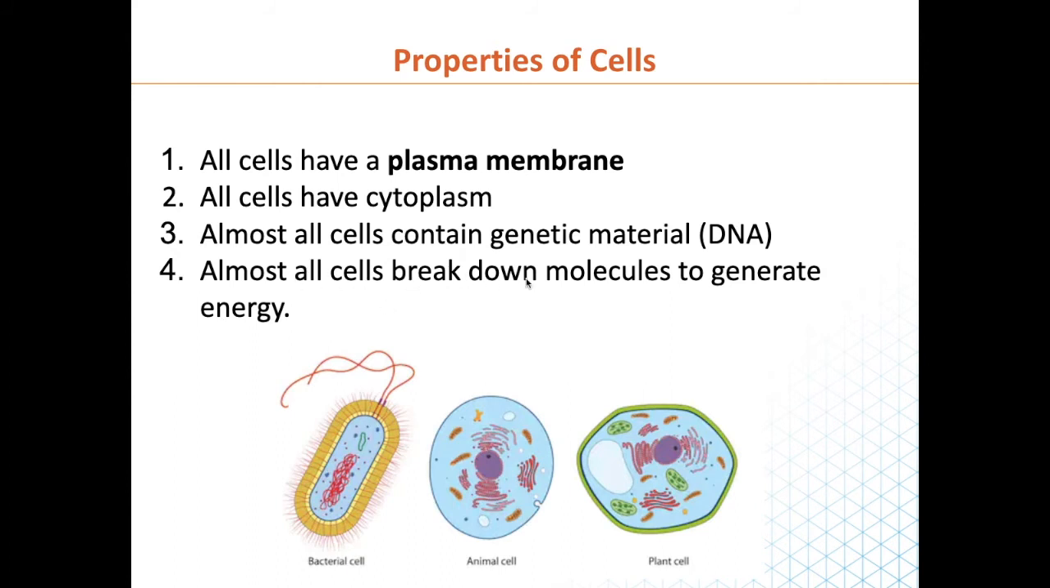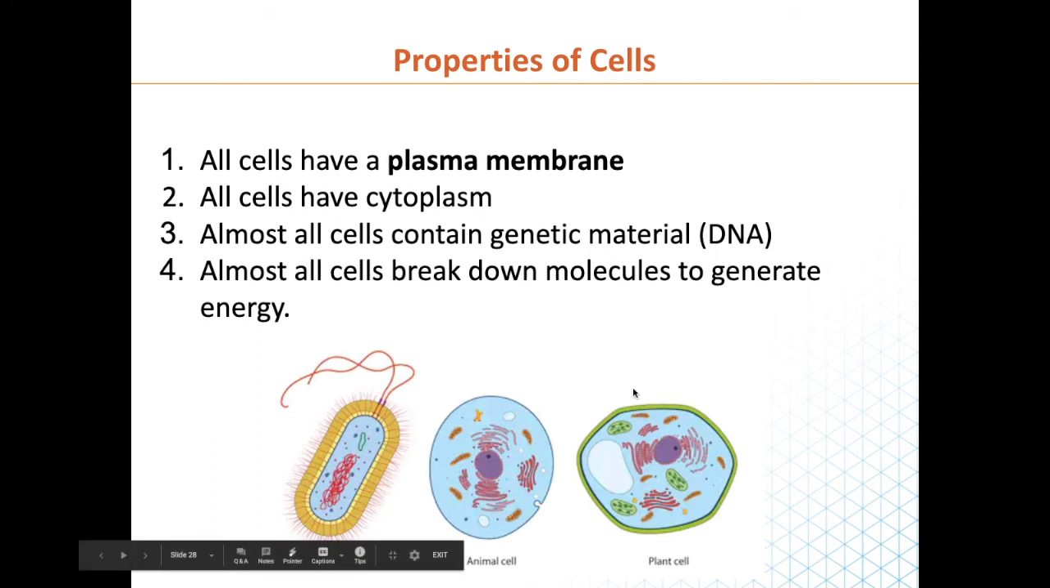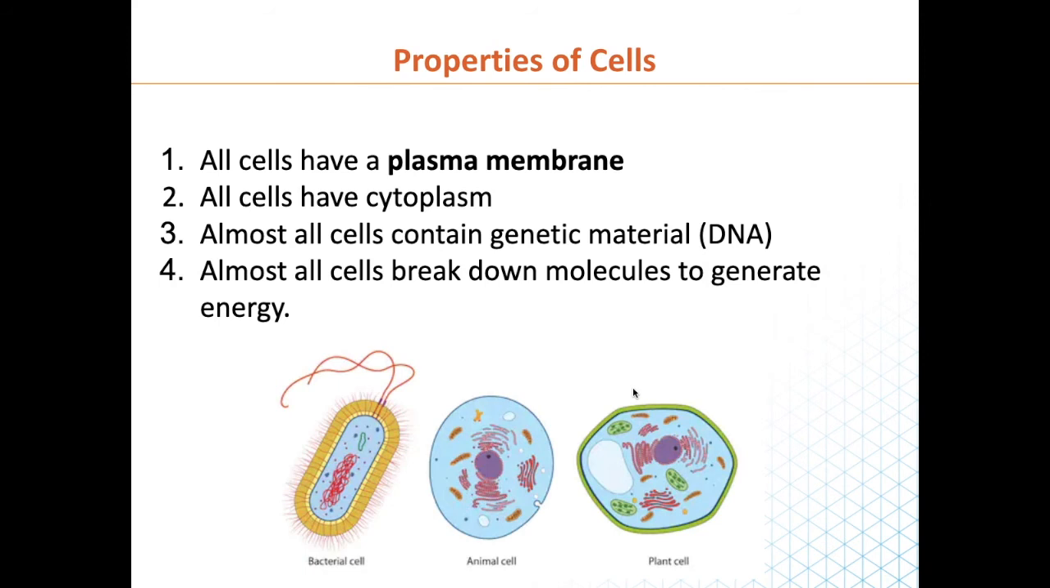Almost all cells break down molecules to generate energy, which means all of these cells have machines that allow them to break down sugar or other molecules to make ATP or other forms of energy. And again, the only reason it says almost all is that if a cell does not have this ability, it's because it lives in a multicellular organism where other cells are helping it get its energy. But if that cell that didn't have these machines was on its own, it would die immediately. So these are the properties that all cells share. So just to make it easier, ignore the word almost and just say all cells, but we need to know that there are some exceptions to these two rules.